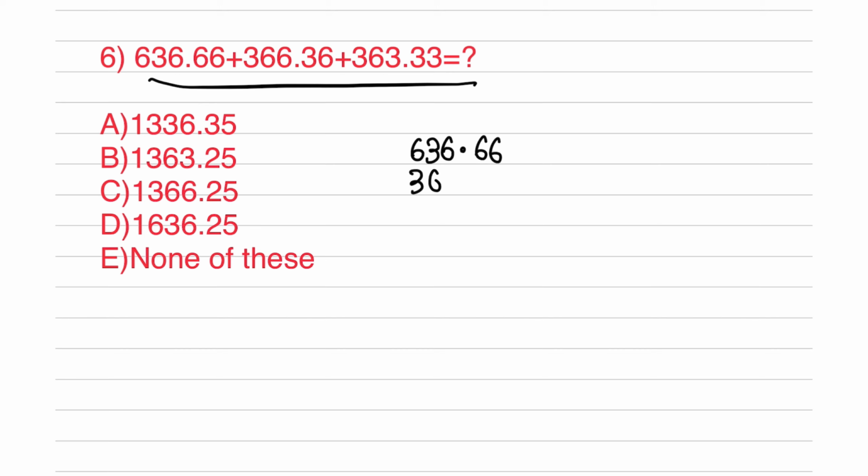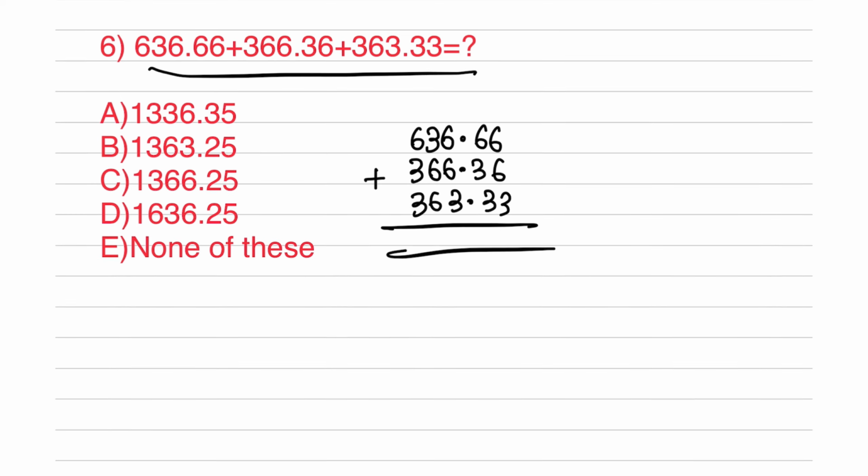636.66, 336.36, 363.33. So when you add this, you will get the correct answer. 6 plus 6 is 12, 12 plus 3 is 15, 6 plus 3 is 9, 9 plus 3 is 12, 12 plus 1 is 13.